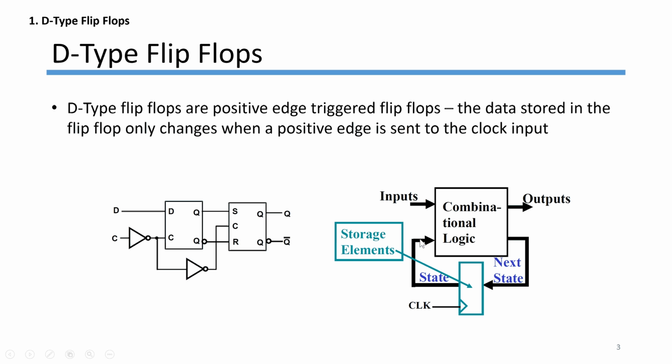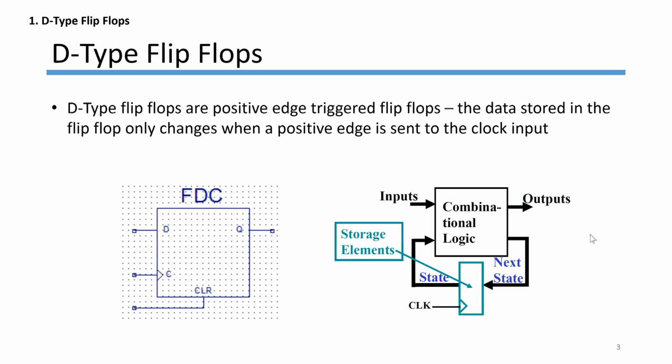And to the right here is a brief logic diagram of a flip-flop. So you have a storage element, and your next state will be based on your current state as well as your inputs. And then when the positive edge triggers this flip-flop, your output will become the next state.